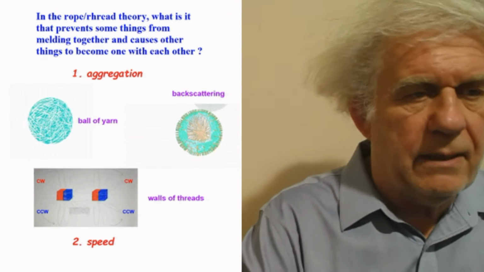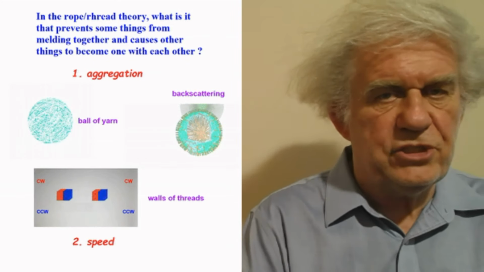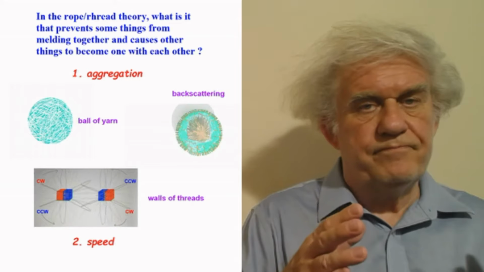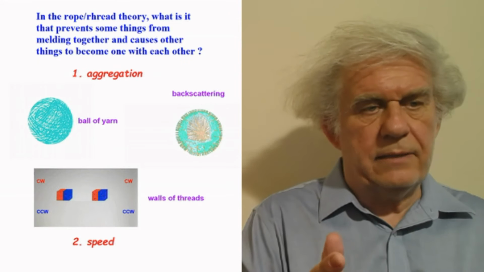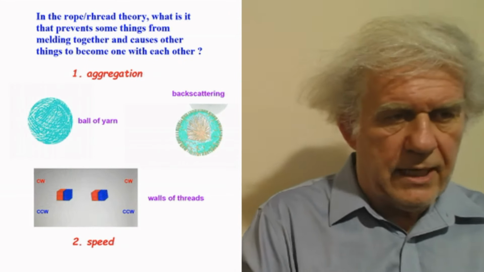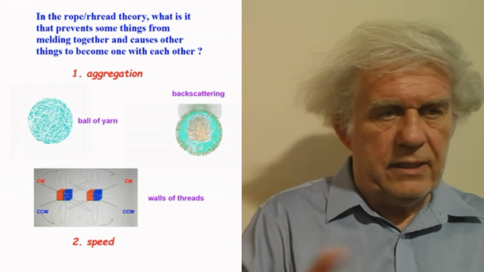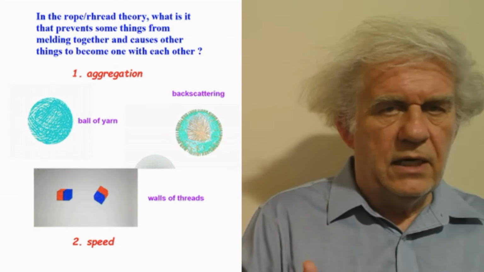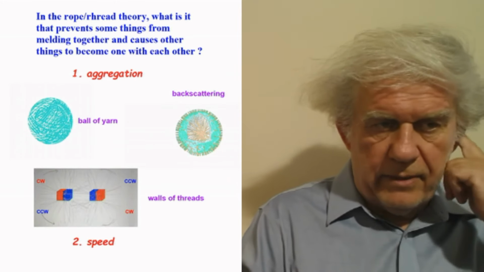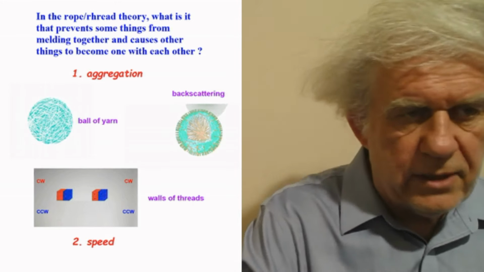I'm just going to give you a couple of scenarios, three of them here. One has to do with aggregation. A lot of threads, remember, around the atom, that forms the shell of the atom, the atom that we have under the rope model. And so you have several windings, many windings. I don't know how many. All I'm saying is there's several windings of thread around every hydrogen atom. And again, there's only hydrogen atoms. All the rest are just composites of hydrogen atoms.